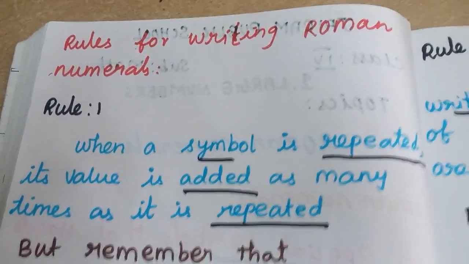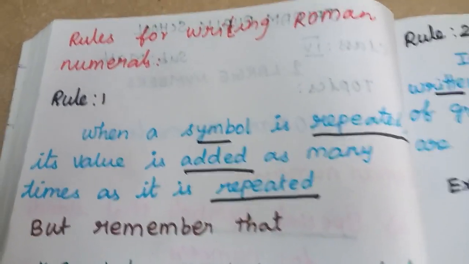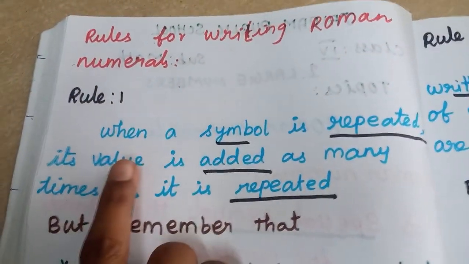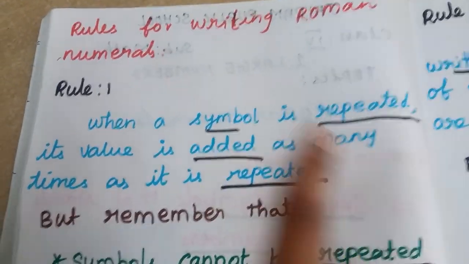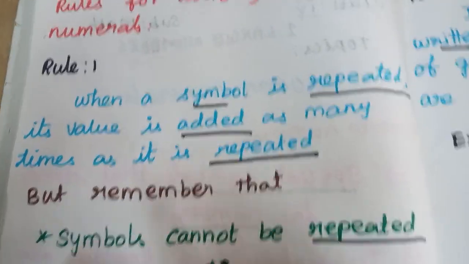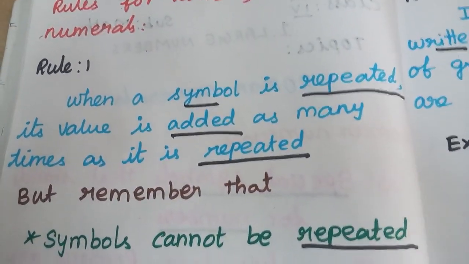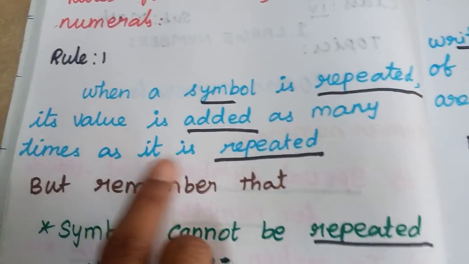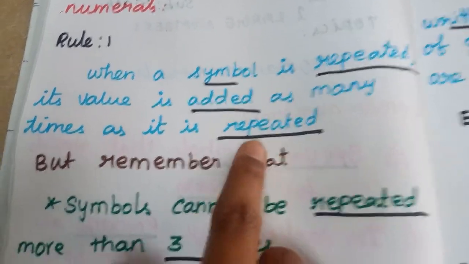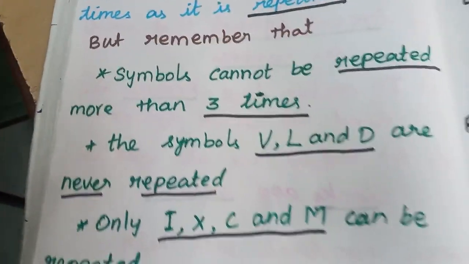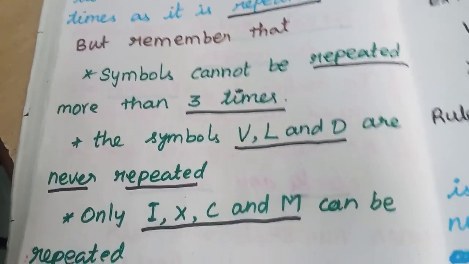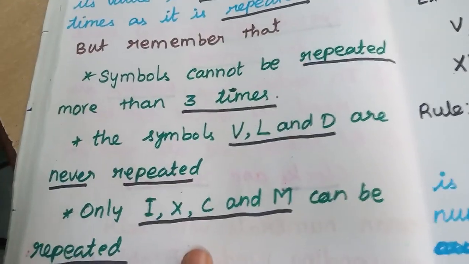Again, I am going to recall the rules for writing Roman numerals. First rule, when a symbol is repeated, its value is added. The symbol is repeated, the value is added as many times as it is repeated. Okay, but we have a few conditions that are very important. Okay, you have to keep this in mind.